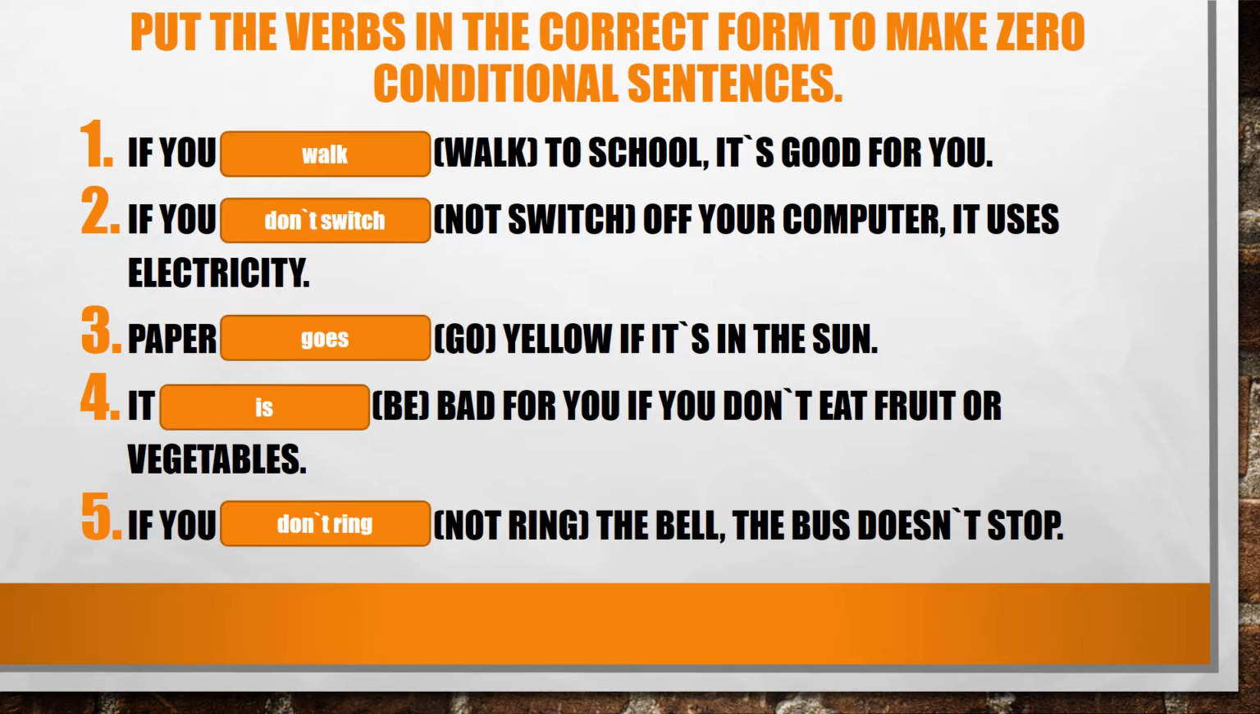Let's check your answers. Number 1. If you walk to school, it's good for you. Number 2. If you don't switch off your computer, it uses electricity. Number 3. Paper goes yellow if it is in the sun. Number 4. It is bad for you if you don't eat fruit or vegetables. Number 5. If you don't ring the bell, the bus doesn't stop.